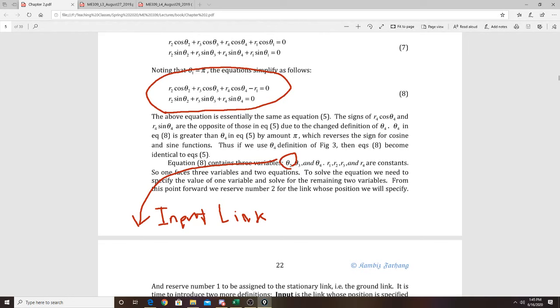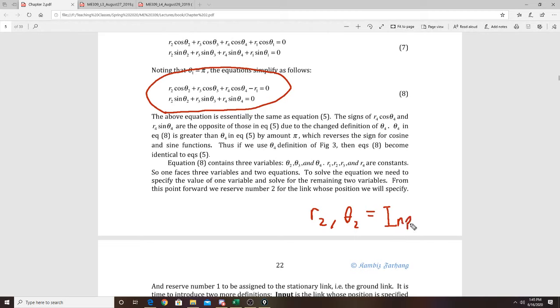So that means that theta 3 and theta 4 are the only unknowns. And so use this as a rule: R2 and theta 2 will always be the input link. So basically do not treat them as unknowns. Even though in a sense we don't know the value of theta 2 right now, because we are the ones doing it, we do in fact know. It's kind of weird. It is a variable, but it's not unknown. You see my point there?